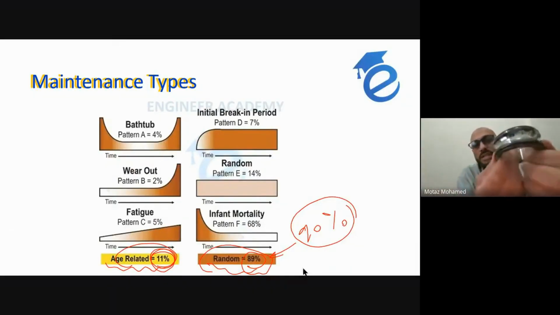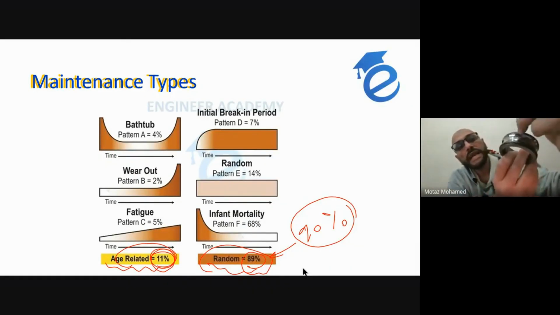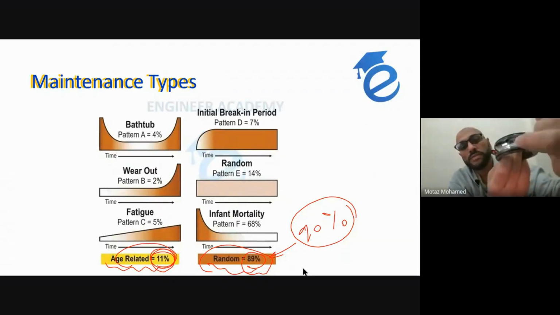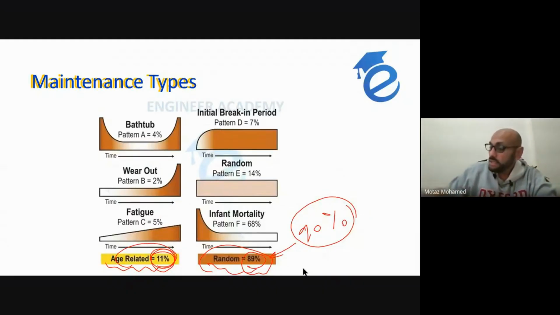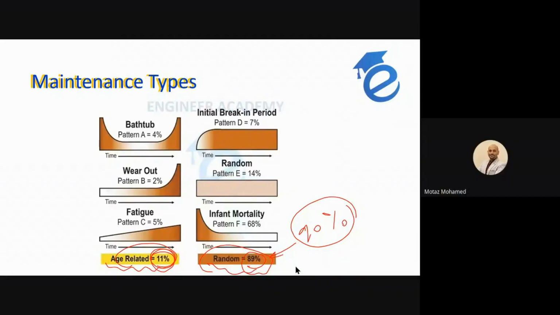Okay, as you can see from here, it's like a pattern of failure. This one is a dent. Here is another dent, here is another dent, and so on. This is actually not coming from a regular failure. It's coming from a very unique failure called false brinelling. What does false brinelling mean?